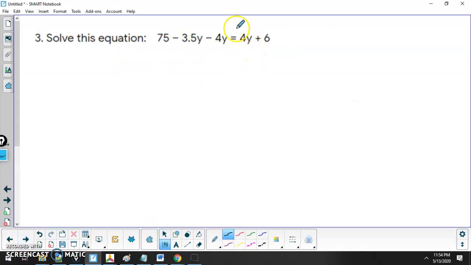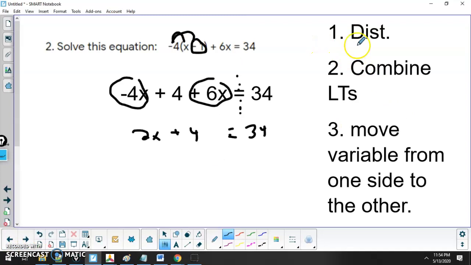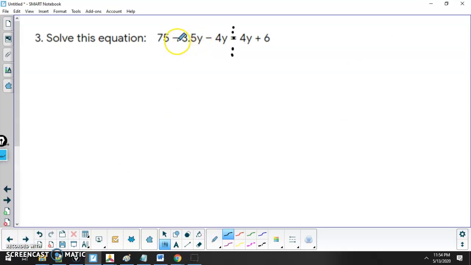This one is kind of like a mixture of the first two problems, except there's no distributing. So you do want to combine like terms first. What are the like terms? -3.5y minus 4y. The signs are both the same on these two. When the signs are the same, you add the numbers and keep the sign the same. So 4 plus 3 is 7. You have that other 0.5 there, so it's -7.5y equals 4y plus 6.